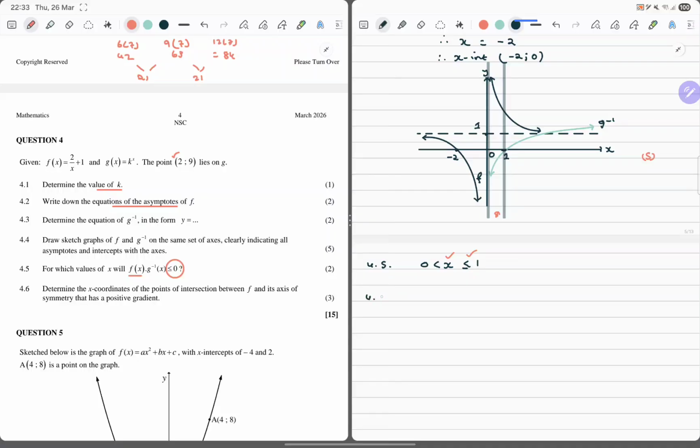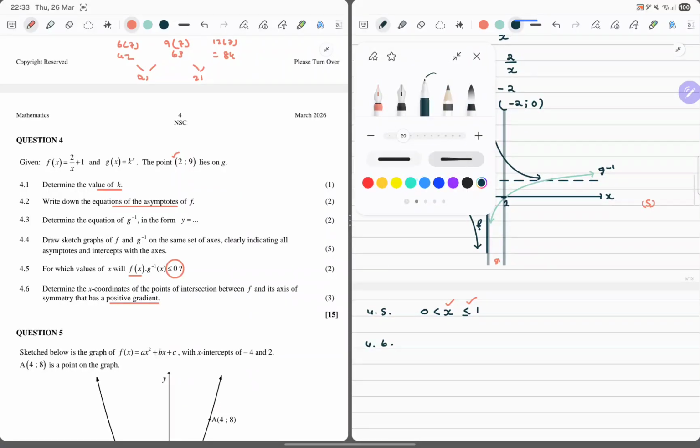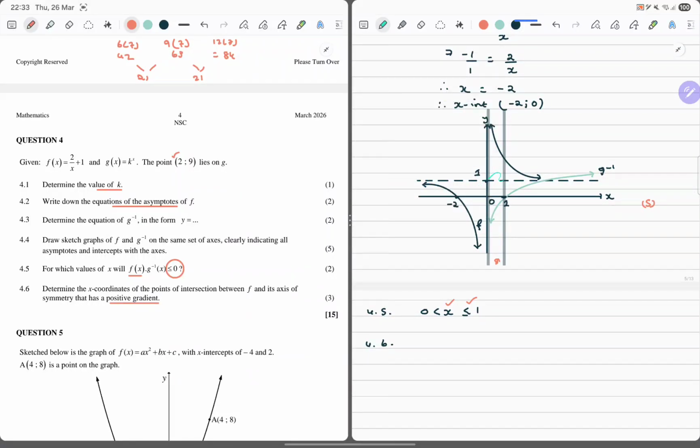Nice. So 4.6 says, determine the x-coordinates of the points of intersection between f and its axis of symmetry with a positive gradient. Okay, so we know that if we were to draw our axis of symmetry, it has to pass through there, sort of. Right, this would be the axis of symmetry for f, with the positive gradient. So this means we want to know about those points.